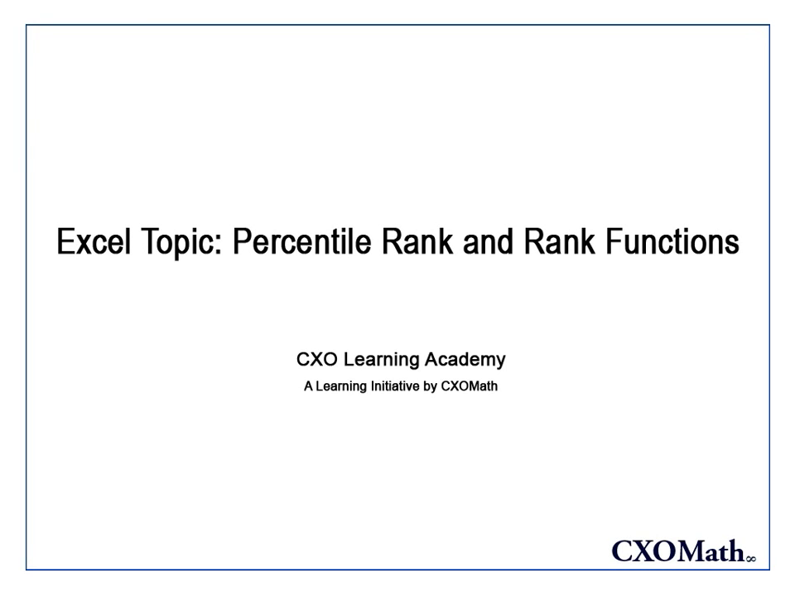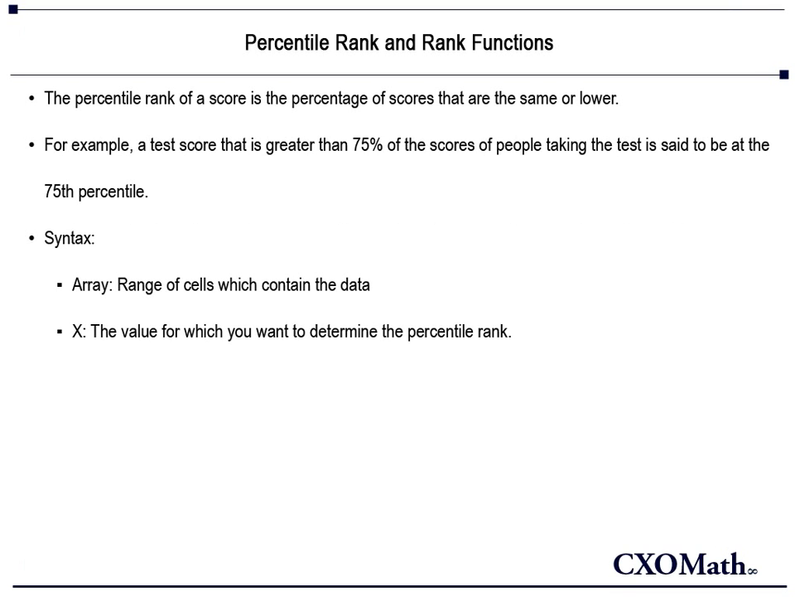In this video, we are going to look at percentile rank and rank functions. Percentile rank shows the percentage of test takers who have scored below that percentile. The percentile rank of a score is the percentage of scores in its frequency distribution that are the same or lower than that. For example, a test score that is greater than 75% of the scores of people taking the test is said to be at the 75th percentile.